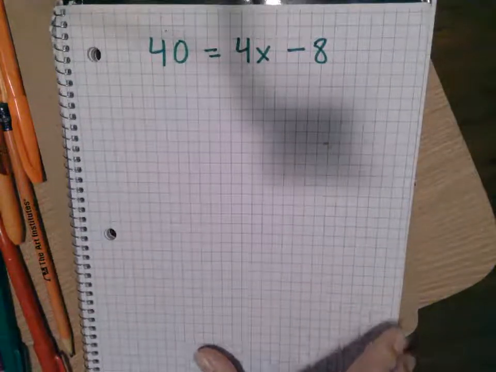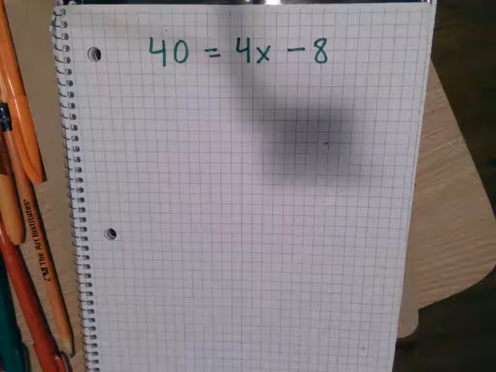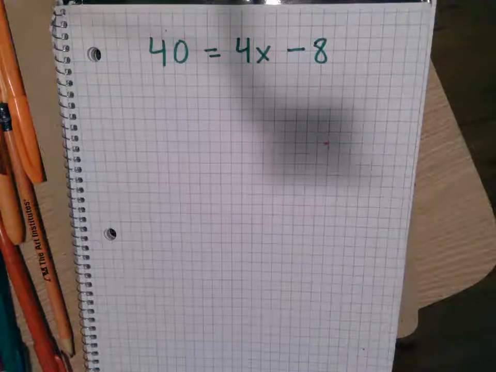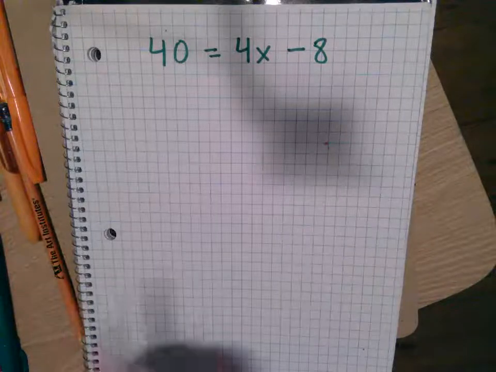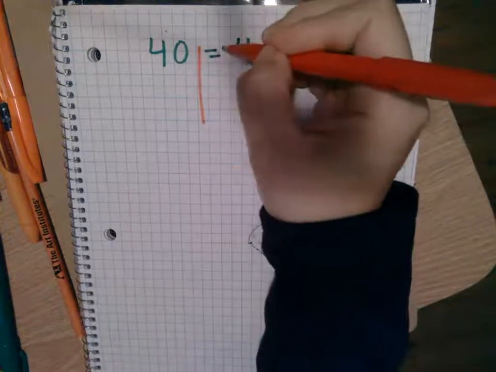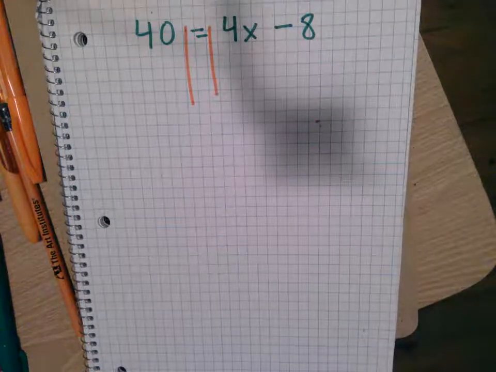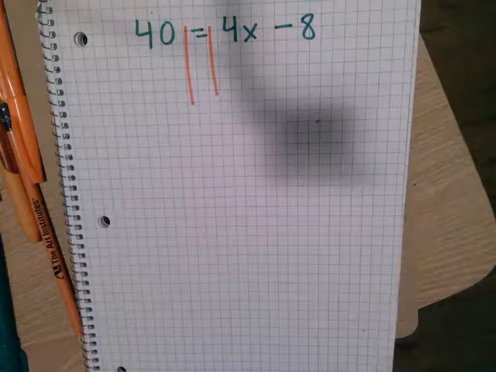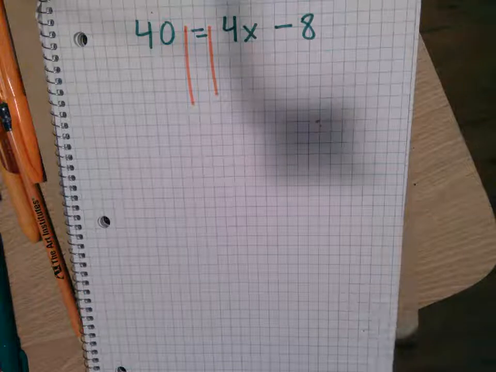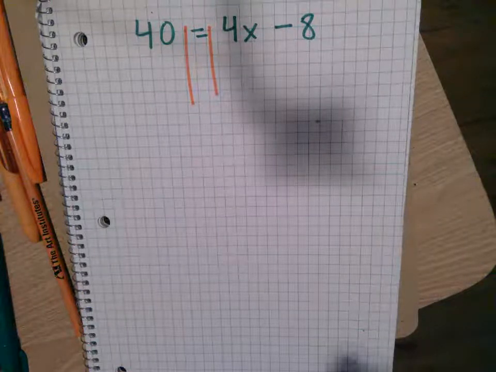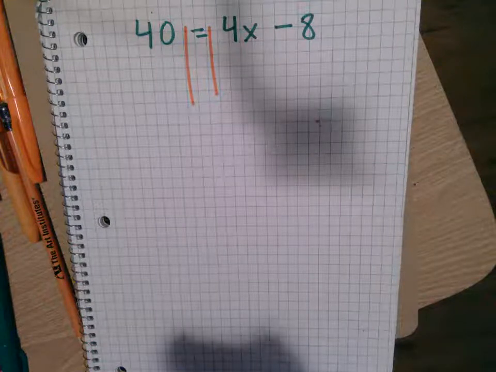Ooh, what if it's written like this? Do we give up because it's written differently? Nope. We draw our bars. And now the x is on the other side, but you're still going to be doing the same process. Which number is furthest away from the x, on the same side? 8. That's the number you move first.